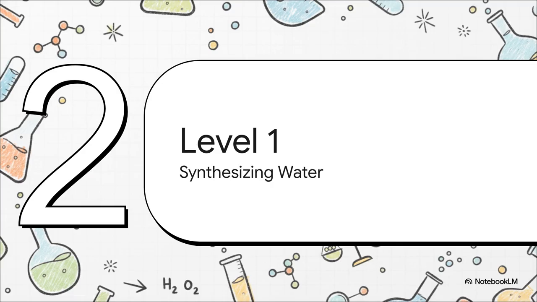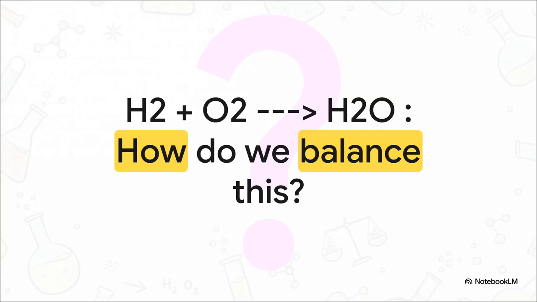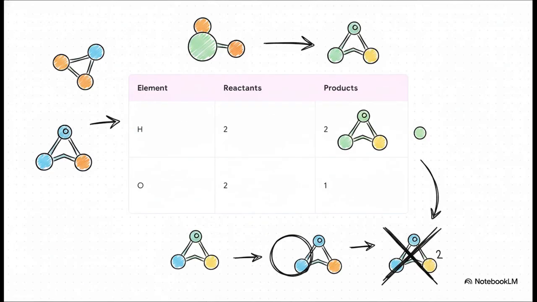All right, player, let's put it to the test. Welcome to level 1, synthesizing water. We're starting with our unbalanced skeleton equation. We've got hydrogen gas, H2, reacting with oxygen gas, O2, to form water, H2O. It's a completely valid reaction, but if you look closely, it's breaking Lavoisier's law. The atoms are unequal on each side of the arrow. Let's pull up our scoreboard.